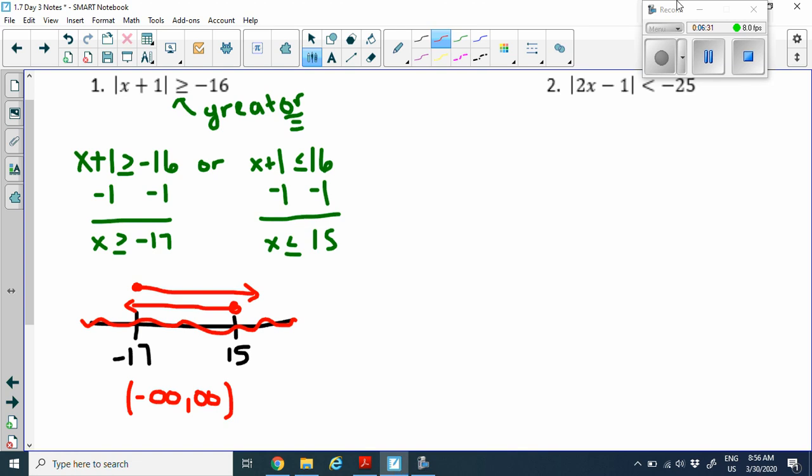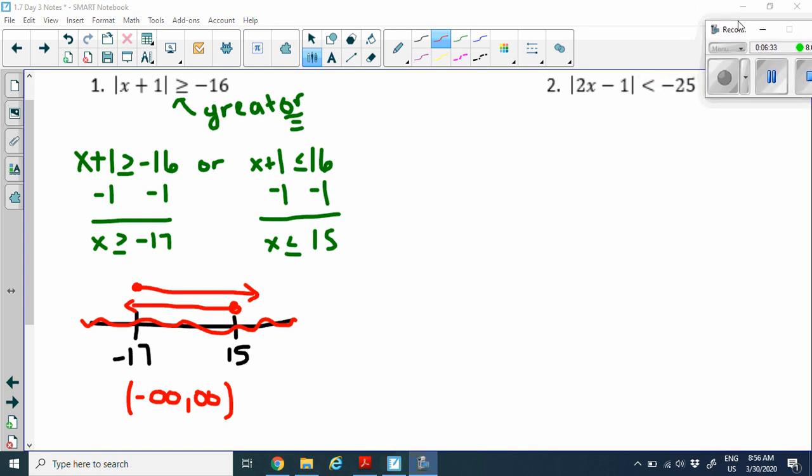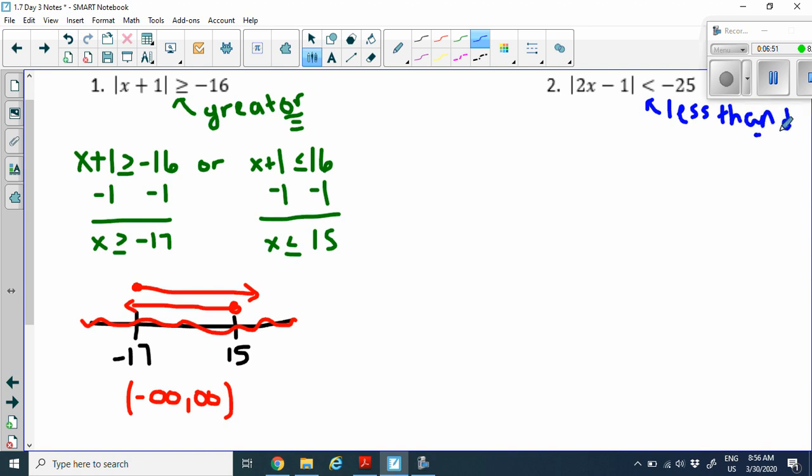Okay, let's go ahead and try another one. So on our other one, we have absolute value of 2x minus 1, which is less than -25. So this is our less than. So it's an AND problem. There we go. So just as we've done before, we're going to go ahead and solve this. So we have our 2x minus 1, so we create our two inequalities.